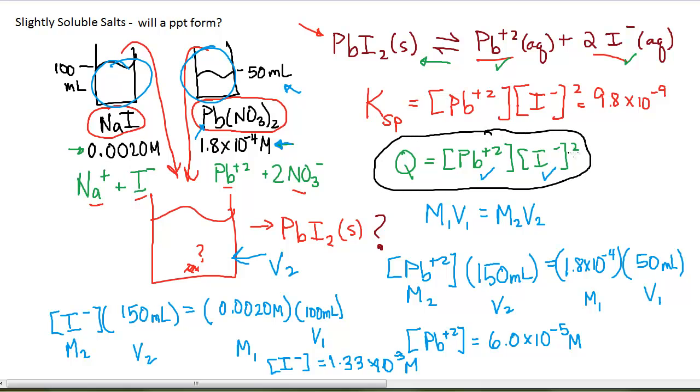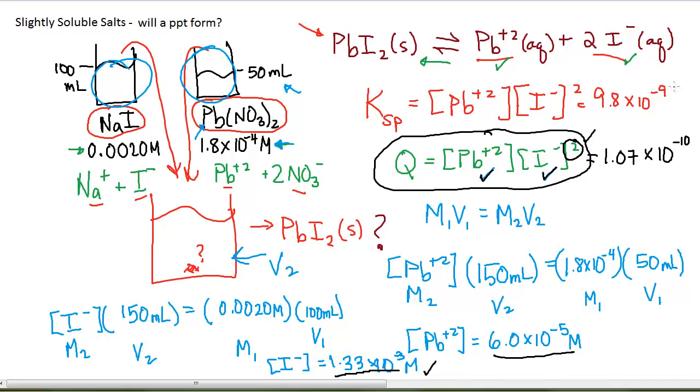I'm ready to go in and punch in for Q. It will be my lead ion concentration, the 6.0 times 10 to the minus 5, times my iodide concentration, 1.33 times 10 to the minus 3, squared. I do not double my I minus. I need the concentration of I minus, not twice it, but I do square it for my equilibrium constant, or in this case my reaction quotient, Q. So let me plug these values in and see what the value for my Q is. I end up with a Q of 1.07 times 10 to the minus 10.